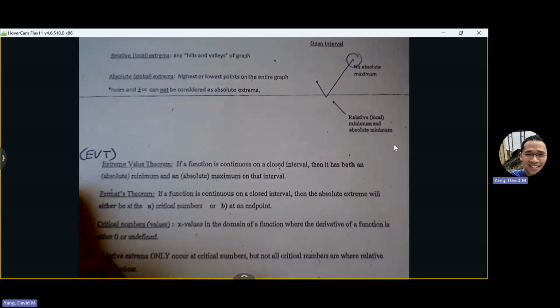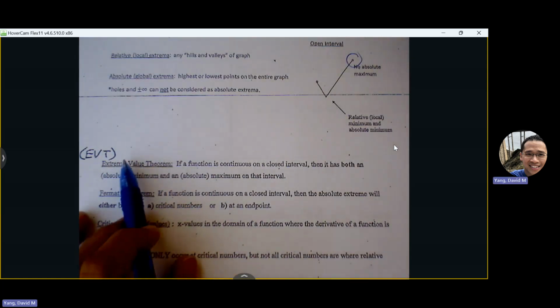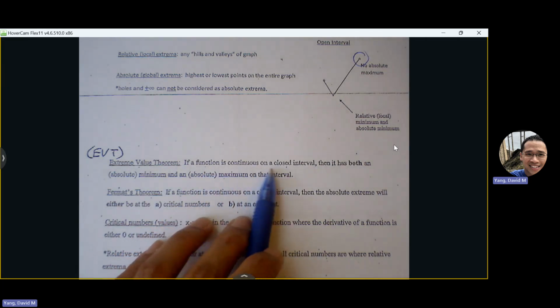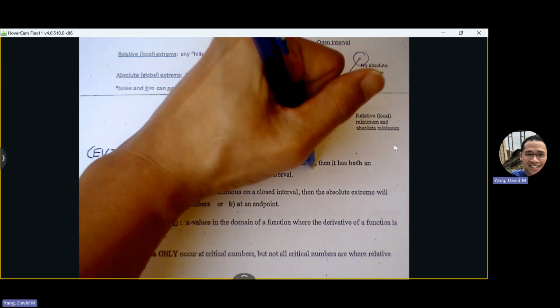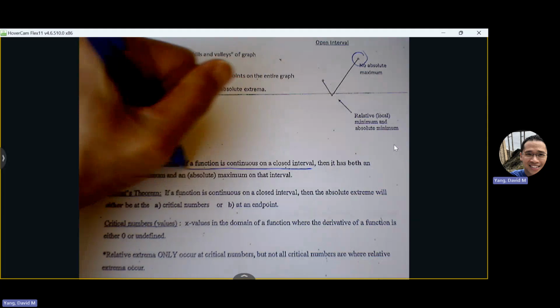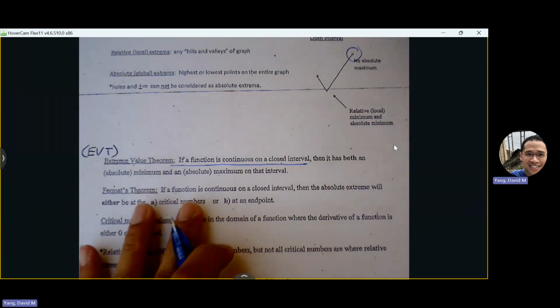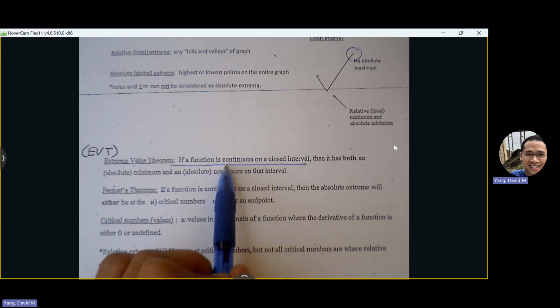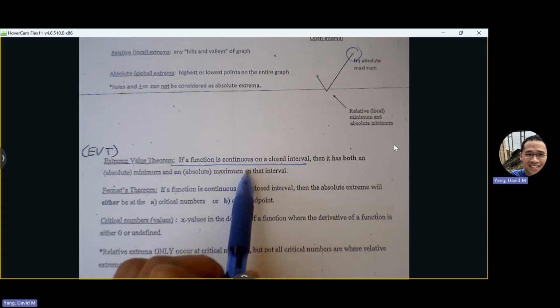Okay, so extreme value theorem, which I'm going to abbreviate as EVT. It says that if a function is continuous on a closed interval, so remember how with IVT, I would take off a point if you didn't indicate the condition that the function is continuous. So this is going to apply as well.